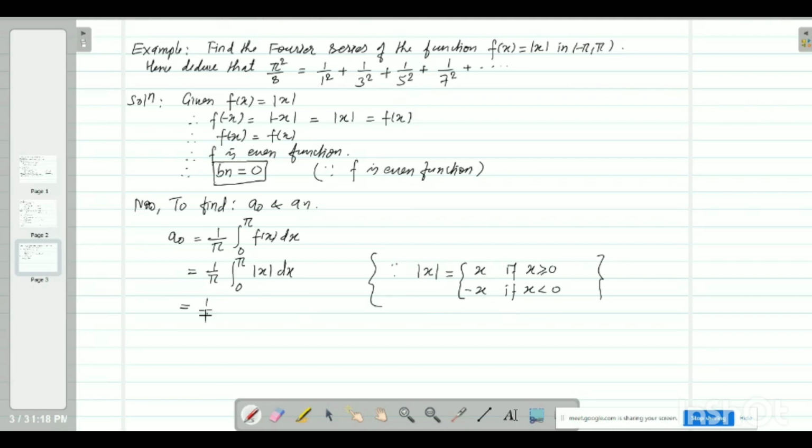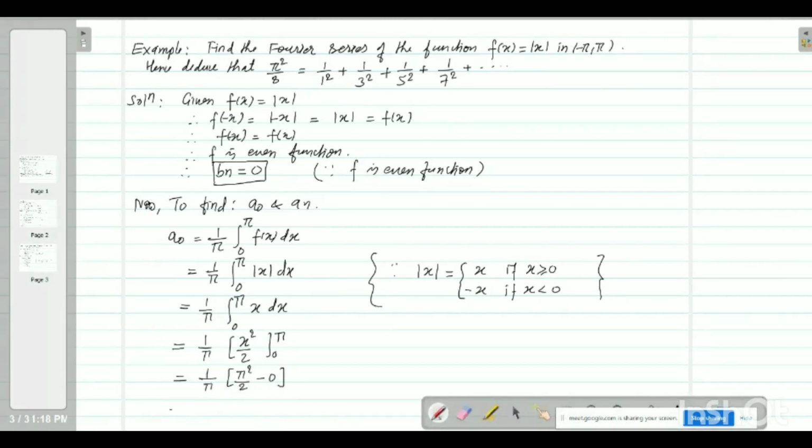So 1 upon pi integration of limit 0 to pi x dx. The integration of x is x square by 2, with limit 0 to pi. So this is 1 by pi times pi square by 2 minus 0. The pi cancels, and you will get only pi by 2. Therefore a naught is pi by 2. I hope you understood how to find a naught.